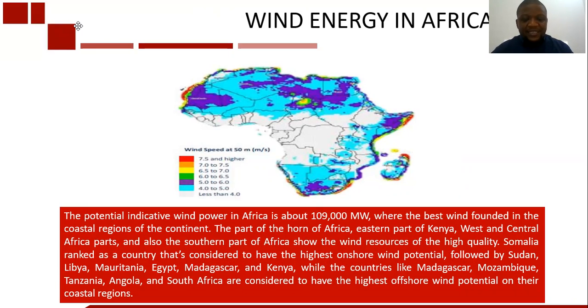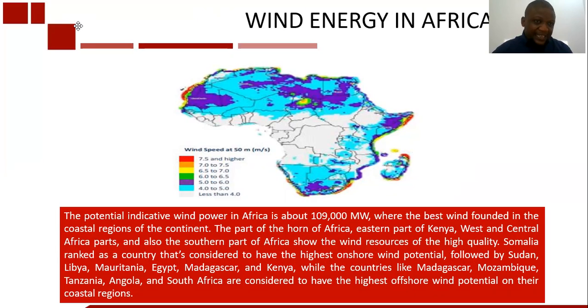Somalia ranked as the country considered to have the highest onshore wind potential, followed by Sudan, Libya, Mauritania, Egypt, Madagascar, and Kenya. While countries like Madagascar, Mozambique, Tanzania, Angola, and South Africa are considered to have the highest offshore wind potential on their coastal regions. So as you can see, Madagascar appears on both onshore and offshore.